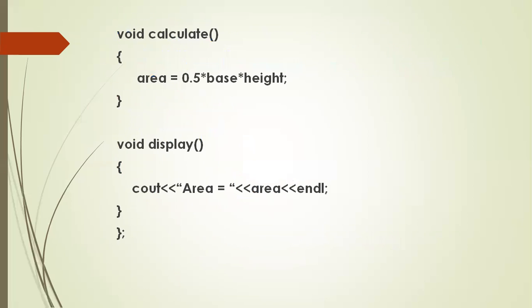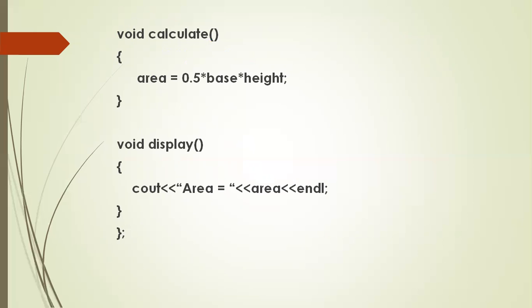Next you write the second function, void calculate. The purpose of this function is to find the value for the third member, area. Area equal to 0.5, that is half, into base into height. So now we have the values for base and height through the read function, and the calculate function gives the value for area. Next we have the third function, void display. The display function is to display the value of area. Cout, area equal to the value of the member data area, endl. Close the function, close the class.